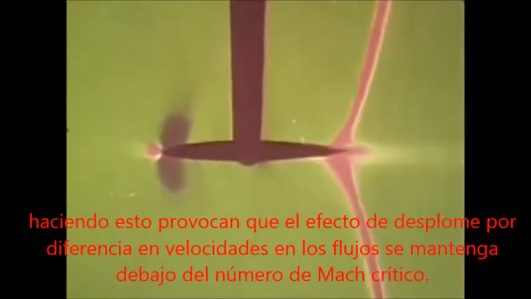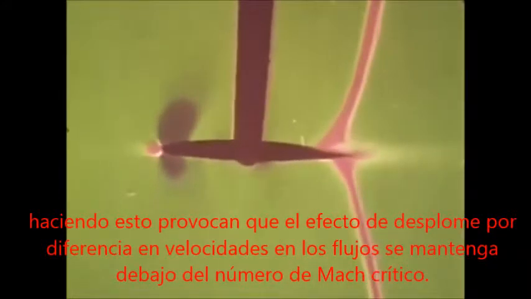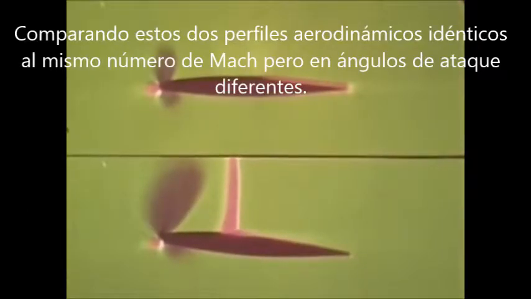These are the chief troubles which the pilot may meet when he comes up against the shock stall. Changes in incidence during maneuvering, for example, modify the whole shock pattern. And by doing so, they bring on the shock stall below the normal critical Mach number. Compare these two identical aerofoils at the same Mach number, but with different angles of attack.